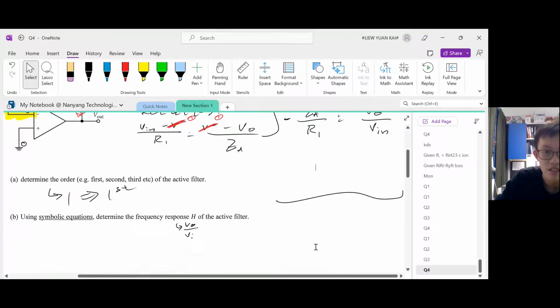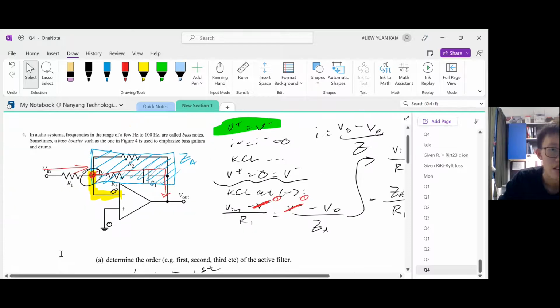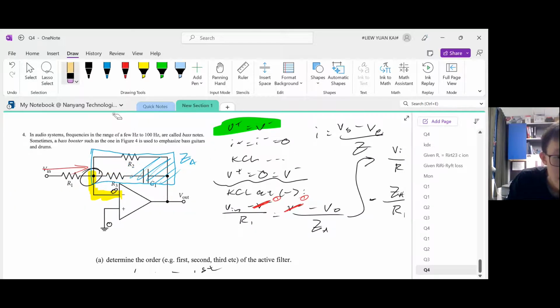Now we had to define ZA ourselves. So let us go ahead and find ZA. Now let us focus on ZA. Inside ZA, what do we have? We have this resistor R3 connected.